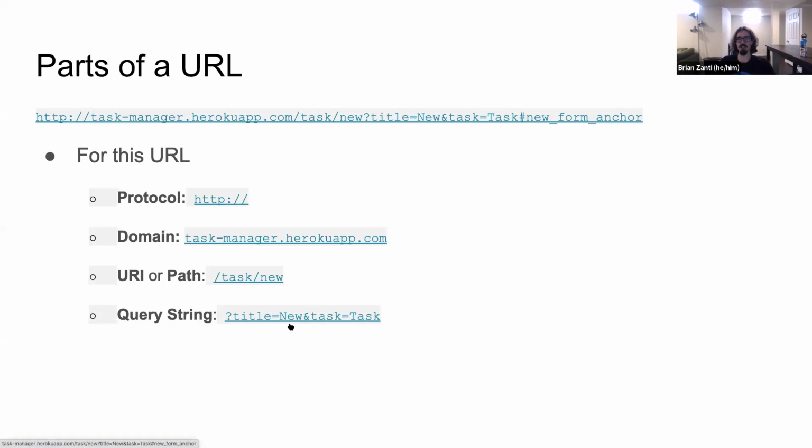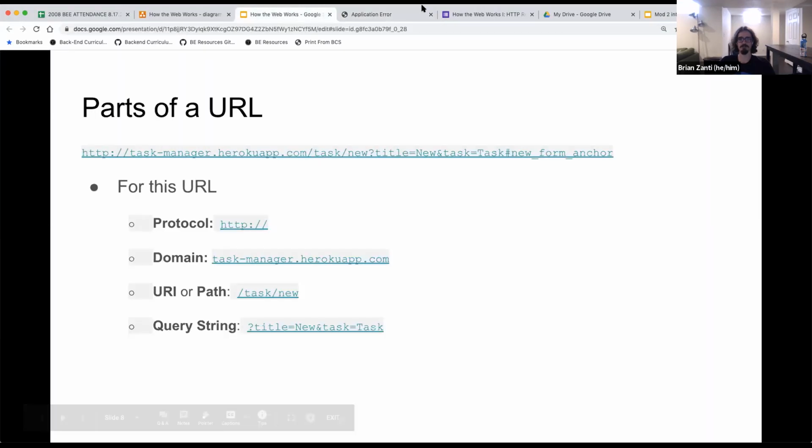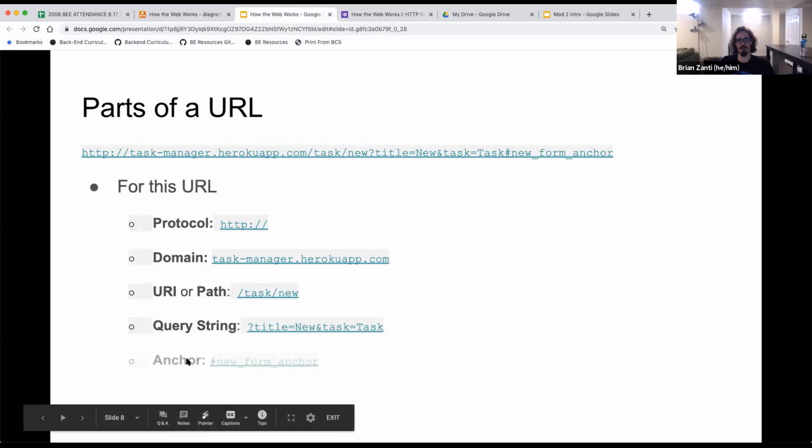And then finally, you might have anchor tags. Oops, I actually clicked on the link there. The final thing that you could have is the anchor. The anchor is going to be denoted by this pound symbol. The technical term is an octothorpe. I just call it a pound, or you might call it a hashtag. This essentially will take you to a specific part on a page.